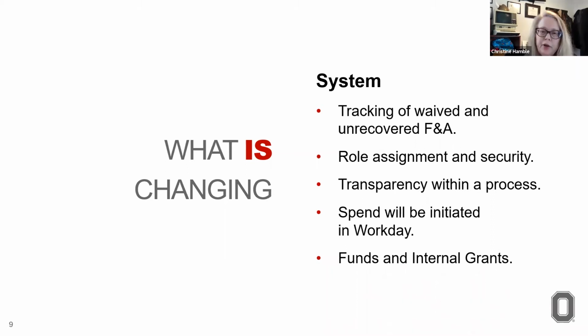Tracking of waived and unrecovered F&A. We'll now be able to report on unrecovered. That's when the sponsor will not allow us to charge our full rate, and waived F&A. That is when the sponsor would allow us to charge our full rate, but we are voluntarily charging less than our full rate. So we'll be able to keep track of that in the future.